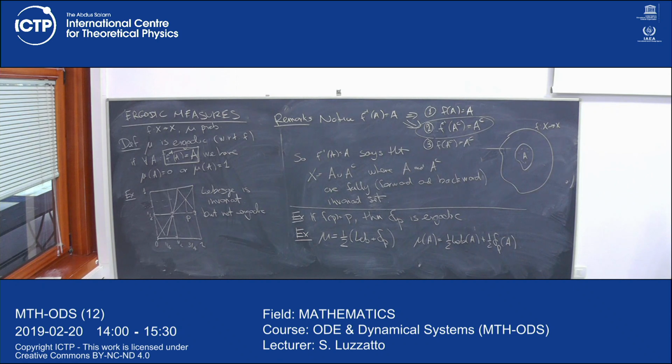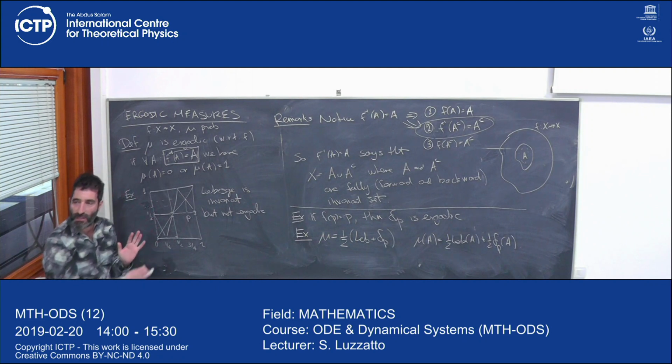Can take again 0, 1. Is it invariant? We can take T. It's invariant because, as we saw before, any linear combination of invariant measures is invariant. We just showed that these two are both invariant measures for the system. We take a linear combination, so it's invariant. Okay? Is it ergodic? No, it's not ergodic.